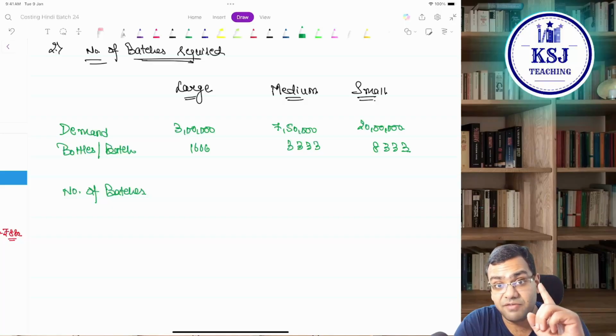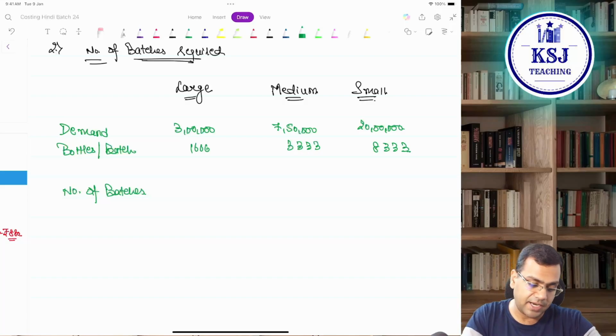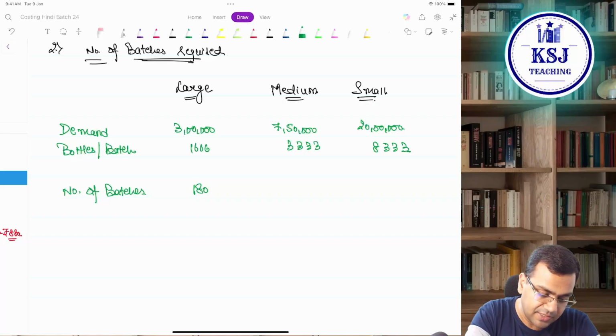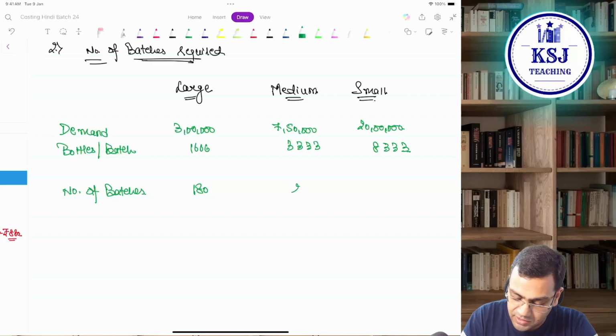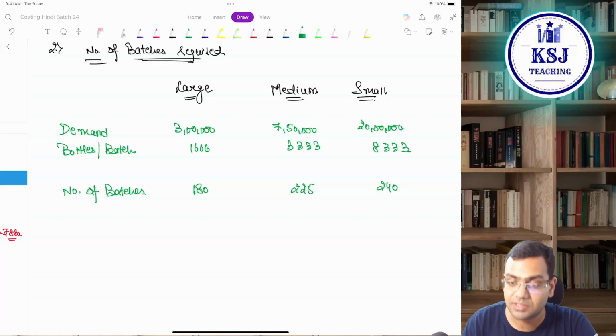3,333 bottles you can manufacture in one batch, and the demand is 7,50,000 bottles. So how many batches will be required for that? 3 lakh divided by 1,666 comes to 180 batches. Then 7,50,000 divided by this comes to 225 batches. We'll take the round off. 20 lakh divided by 8,333 comes to 240 batches. So this is the number of batches required.